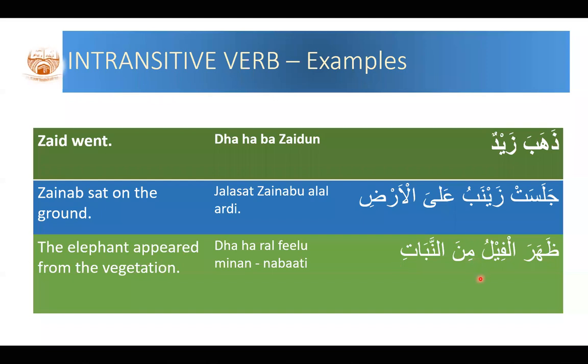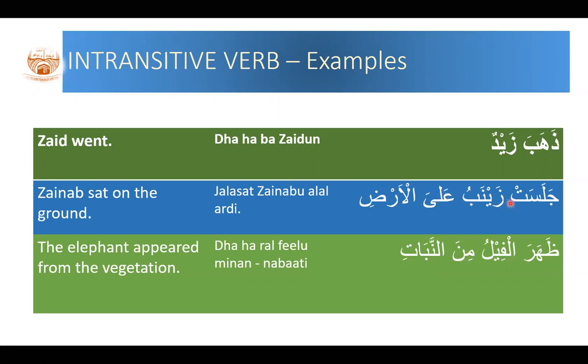Continuing, we have here, the elephant appeared from the vegetation. This word, nabat, you all may not know, but we just use it here as an example. So we have, zahar al-filu minan nabati: the elephant appeared from the vegetation, from the shrubs, right? The word that we are looking at here is zahara. Zahara means he appeared. What appeared? The elephant. Can we say the elephant appeared the vegetation? The elephant appeared the shrubs? No.